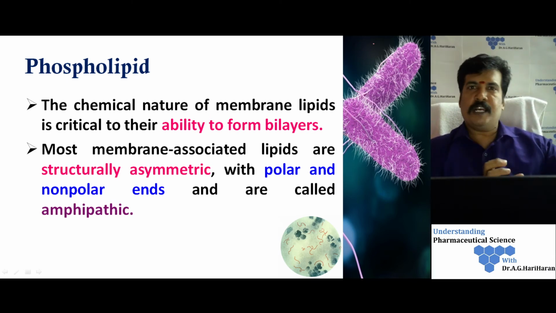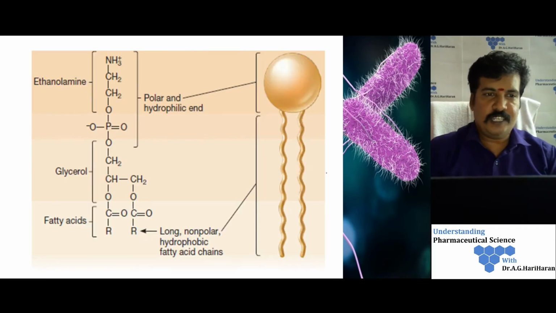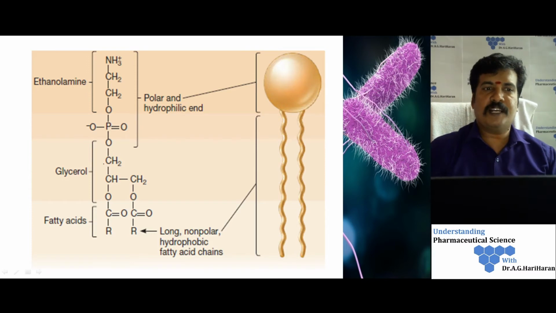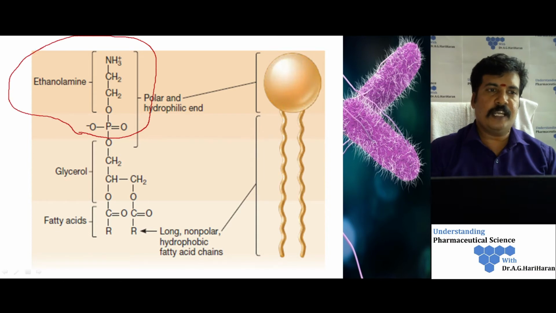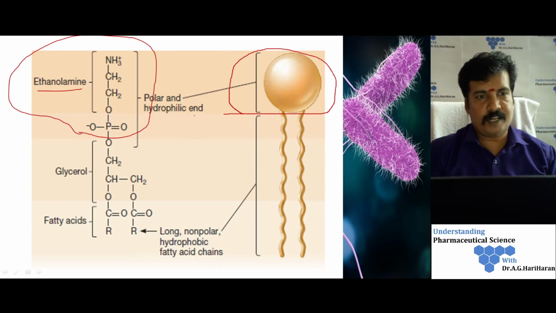This polar and non-polar part is integrated through a glycerol molecule. The simple chemical structure of glycerol is CH2OH, CHOH and CH2OH. One of the CH2OH groups is linked through a phosphate group to a hydrophilic region, which may be ethanolamine, choline or phosphatidyl inositol, anything can be there. You can see this is the hydrophilic region. It is polar in nature, that is, water loving.